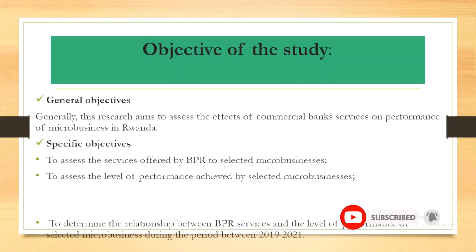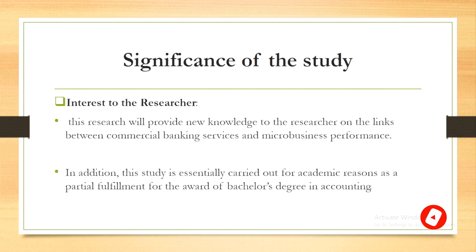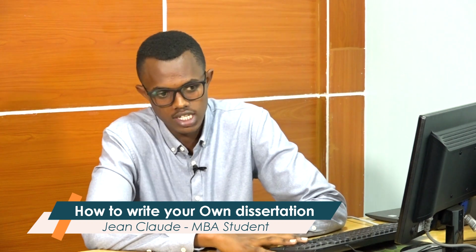So in chapter 1 we'll also be looking at the significance. As I said before, we want to see the importance of the research that you are making. One, it will be important to the researcher because it will provide knowledge about how commercial bank services influence the performance of micro business. For UNRAC or other universities, it will help students to get secondary data, especially those who will be making research on related topics. It will be better for them to get secondary data.